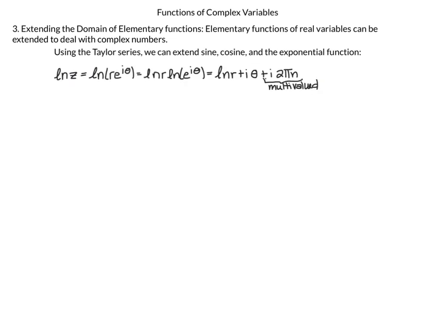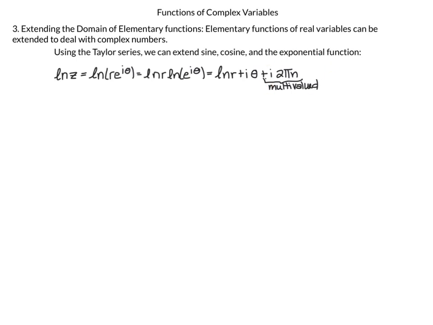The last thing we should look at is the natural log. So natural log of z, if we write z as r e to the i theta, since this is a multiplication, we can break it up using properties of logarithms. This is natural log of r plus natural log of e to the i theta, which is equal to natural log of r plus i theta. I like to include this, but I don't think your book usually does.